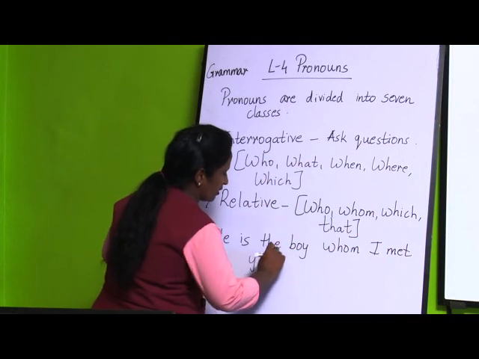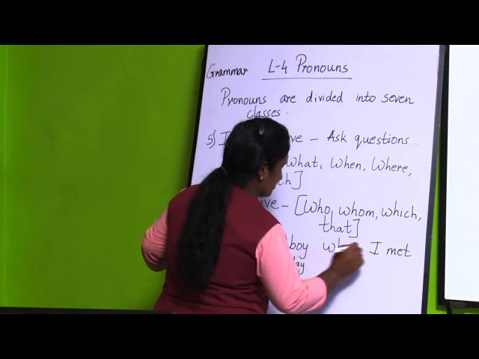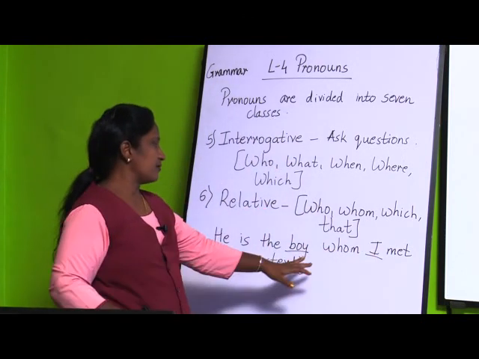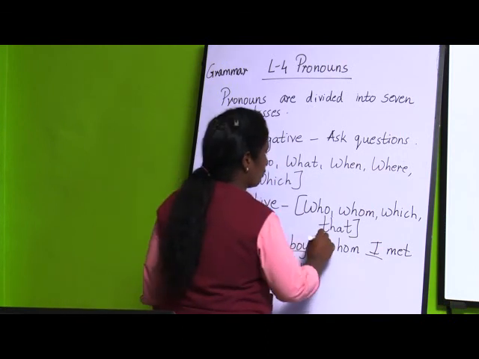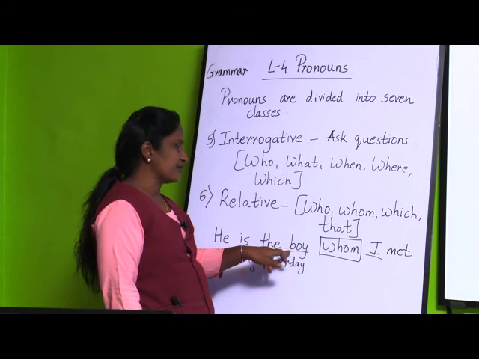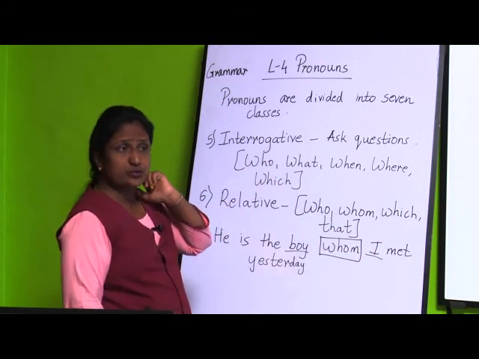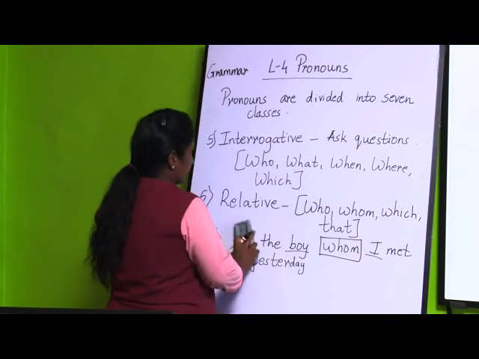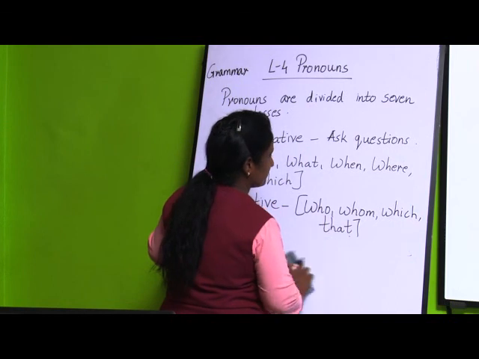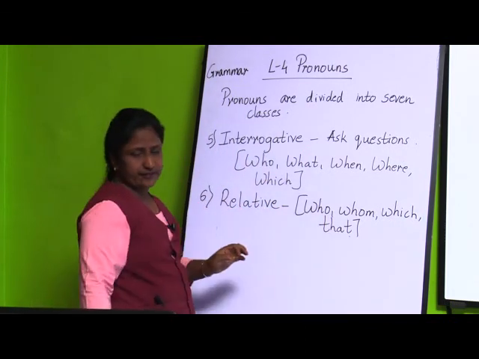So, here we are talking about two persons, this boy and I, myself, and the word we are going to use here is whom. So, this is the relative pronoun because it is showing the relation between the boy and I. When we show the relation between two persons, that is called a relative pronoun. I hope children have understood this relative pronoun.